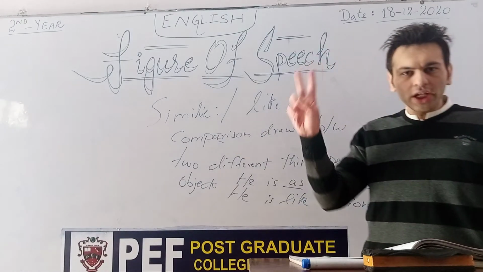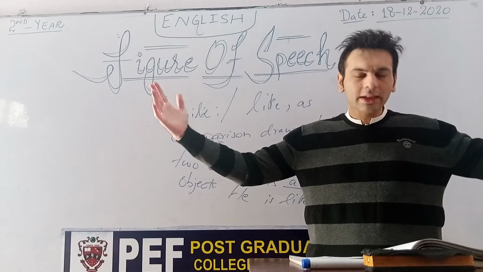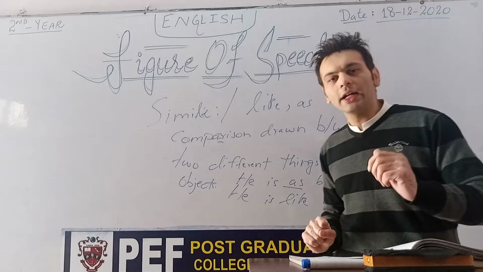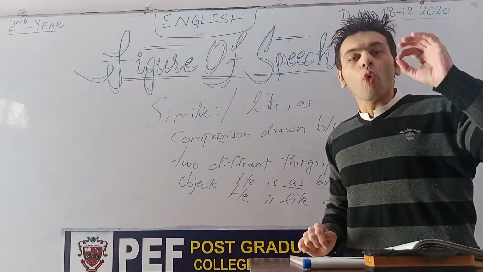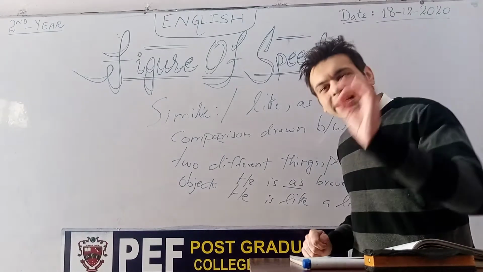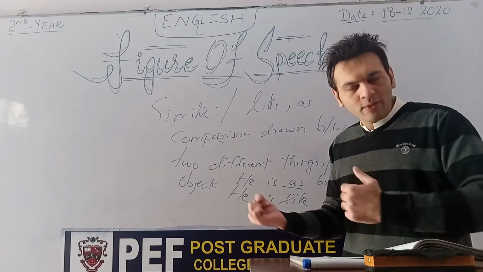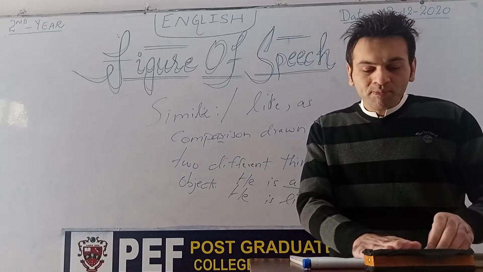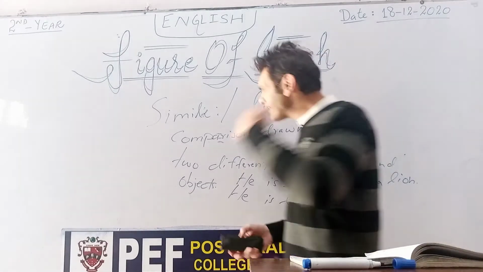While comparing two things or two people, or a person with an animal, you need to know that there is at least one quality that's similar in both the things, both the people, both the objects. You have to take great care of this. The next figure of speech that we are going to discuss is metaphor.